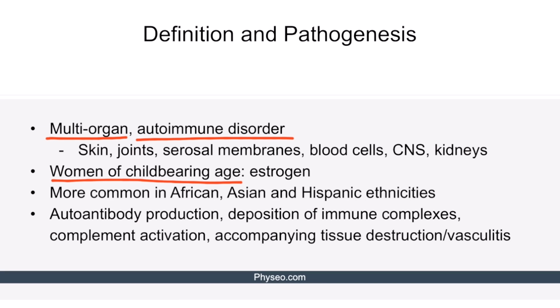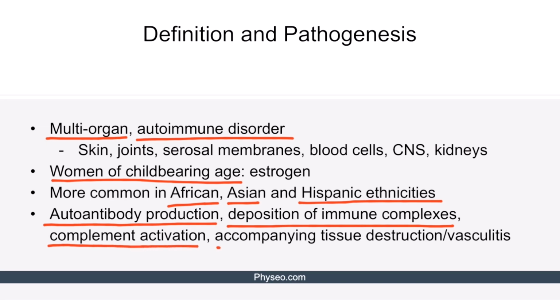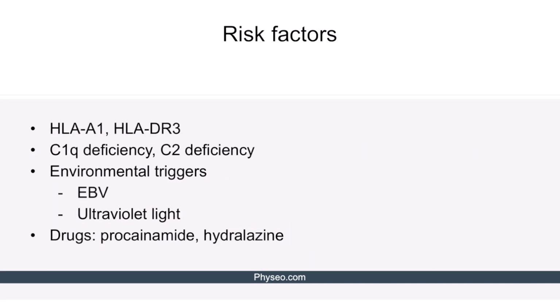The disease is more common in women due to estrogen, which can trigger the B cells of the immune system to produce antibodies against DNA. It is more common in people of African, Asian, and Hispanic ethnicities compared to those of Caucasian ethnicity. The pathogenesis behind the disease is caused by autoantibody production, deposition of immune complexes, complement activation, and accompanying tissue destruction and vasculitis. Let's discuss the risk factors.